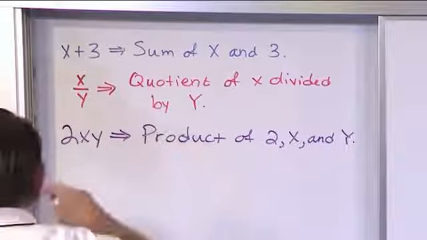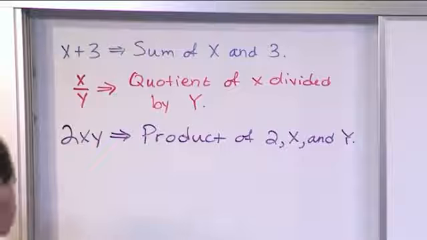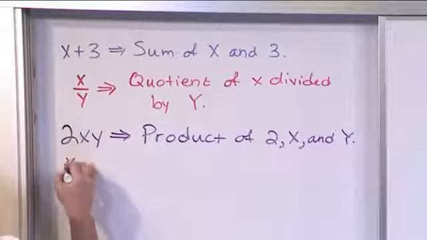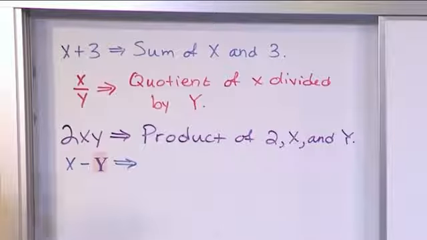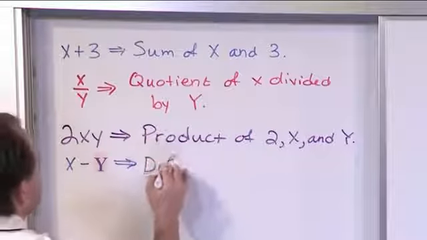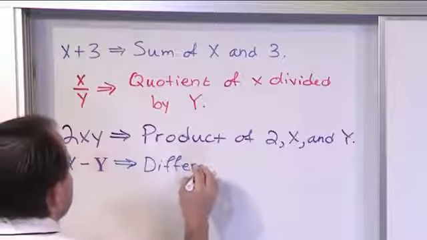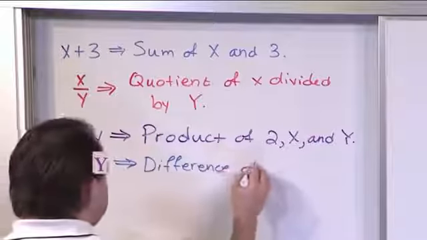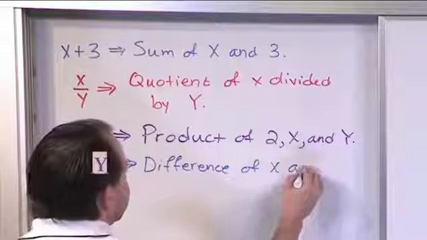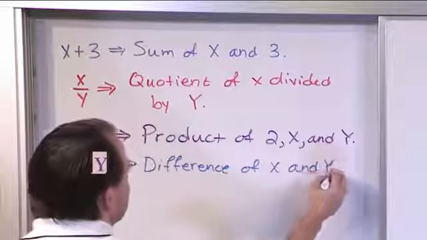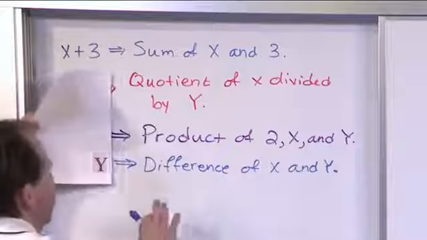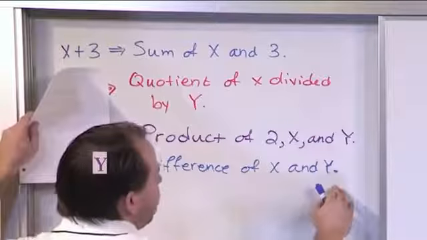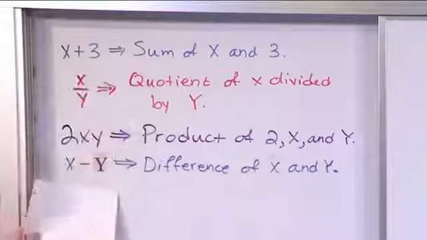the product implies multiplication. And the final one that you'll run into a lot is when you have subtraction. Let's say x minus y. How would you write that down in terms of English? The key word here is the difference of x and y. So if you see on a test, hey, what's the difference of x and y? The difference between two things means subtraction.